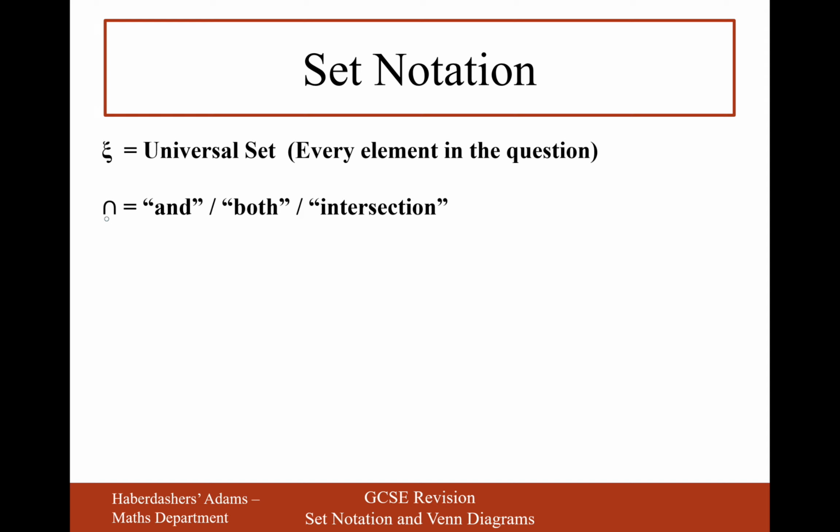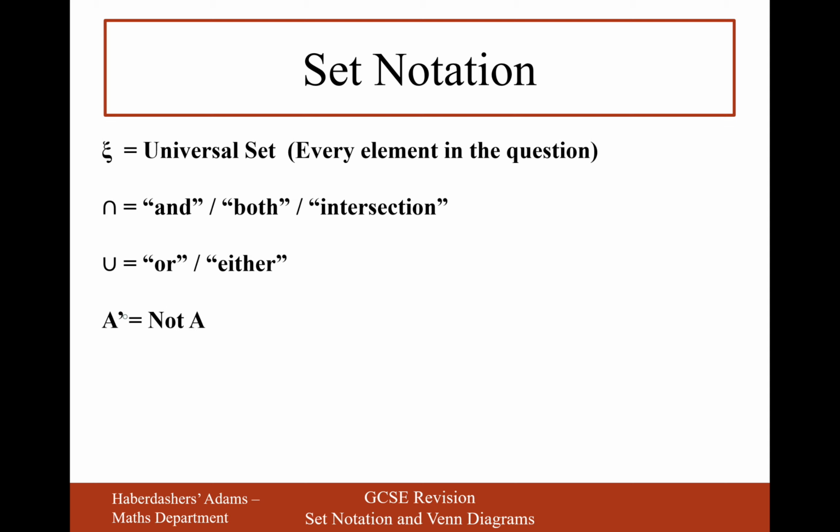There's an N-looking symbol, an upside down C. That means and, or both, or the intersection between two different sets of numbers or letters. The U-shaped symbol represents or: either the first set or the second set. It doesn't matter, either or, that's absolutely fine.